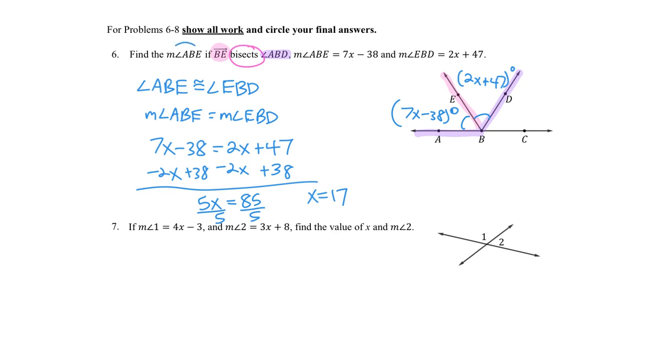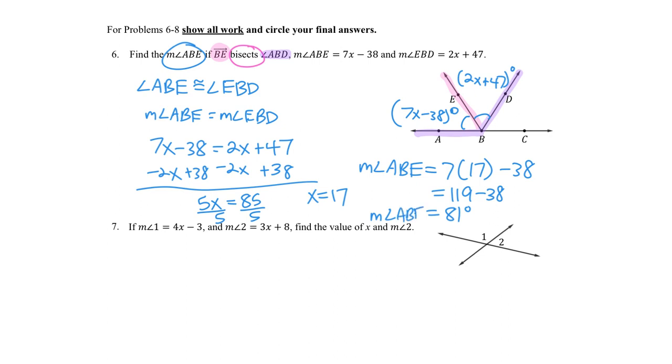My final answer is to find the measure of angle ABE. So you're just going to come back here and say the measure of angle ABE is 7 times my x, which we found to be 17, minus 38. 7 times 17 is 119, minus 38 is equal to 81 degrees. So that's the measure of angle ABE.